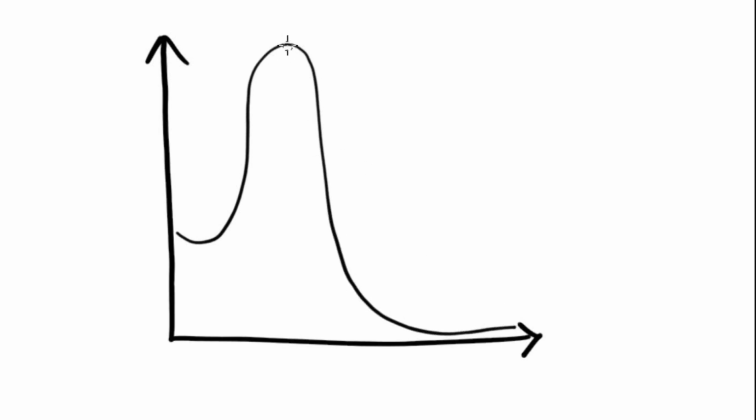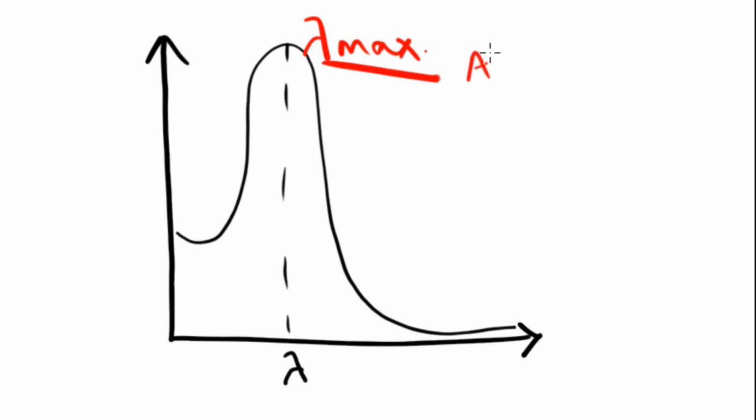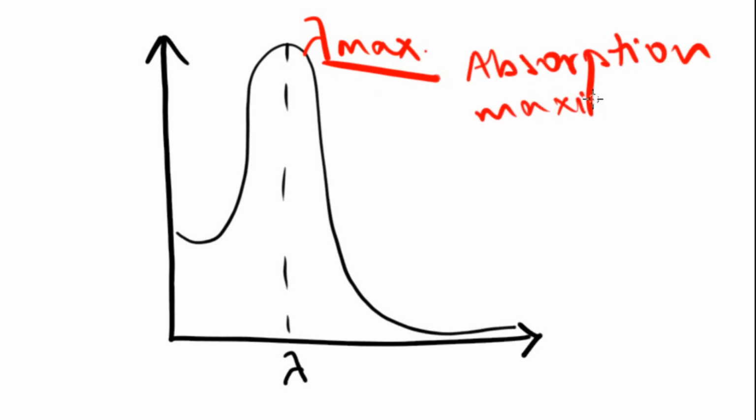but epsilon max, which is also known as lambda max. So at this particular wavelength, the absorption is maximum. So if you're asked to draw or show this on a graph, this is how you would show it.